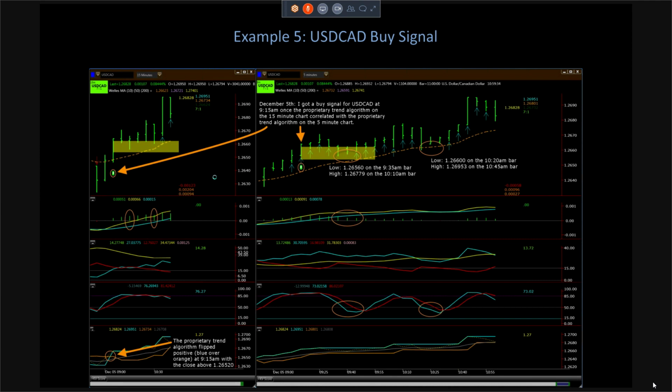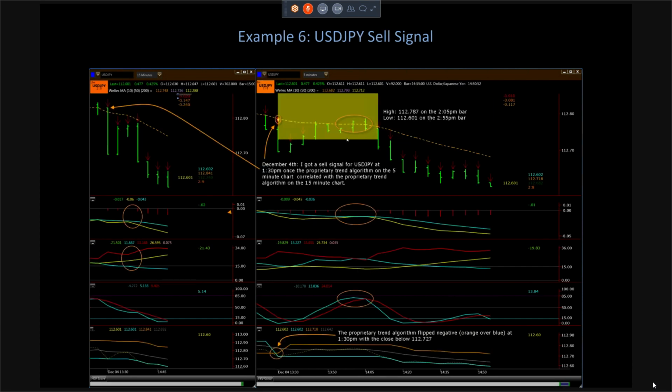Here's dollar yen again. In this case, the 15-minute time frame was negative, orange over blue on my algorithm, and then the 5-minute time frame correlated with the 15. You got the sell signal. I waited for the first bounce right into the yellow box. Here's my stochastic getting oversold. The dollar yen dropped 18 pips here.